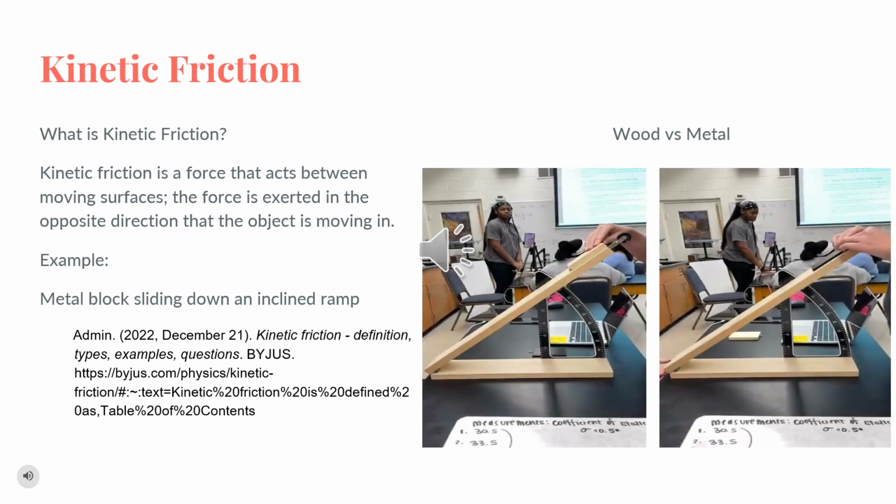Kinetic friction is a force that acts between moving surfaces, where the force is exerted in the opposite direction that the object is moving in. An example of this is a metal block sliding down an inclined ramp, with our videos shown to the right of our experiment.